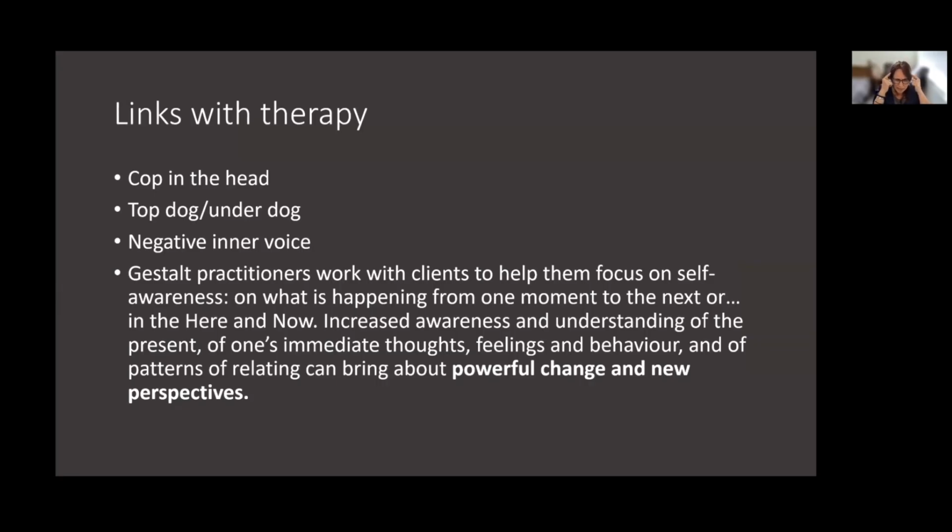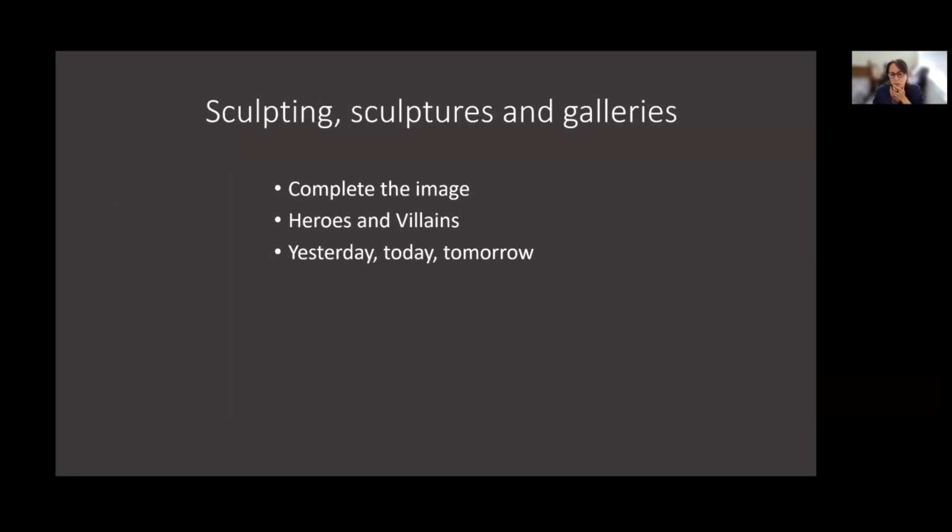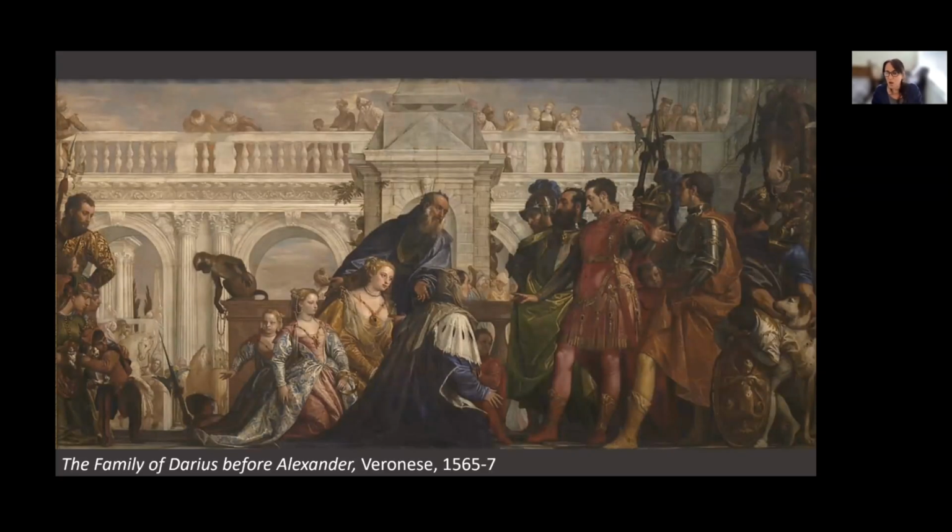This idea of the cop in the head, the negative inner voice, these are important aspects that the therapeutic setting will take seriously as well. So this is our painting that we looked at. This is the story of Alexander of Macedonia invading Issus in Turkey on the border with Syria in 330 BCE.